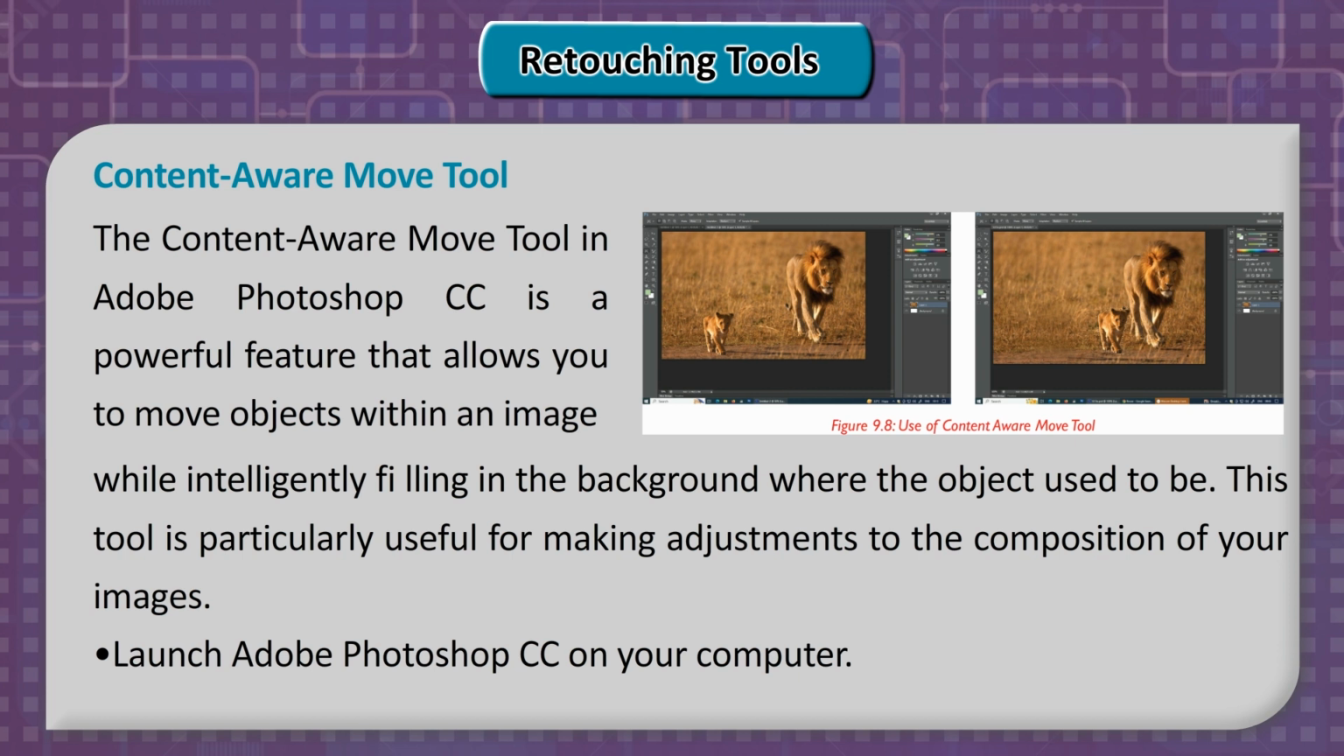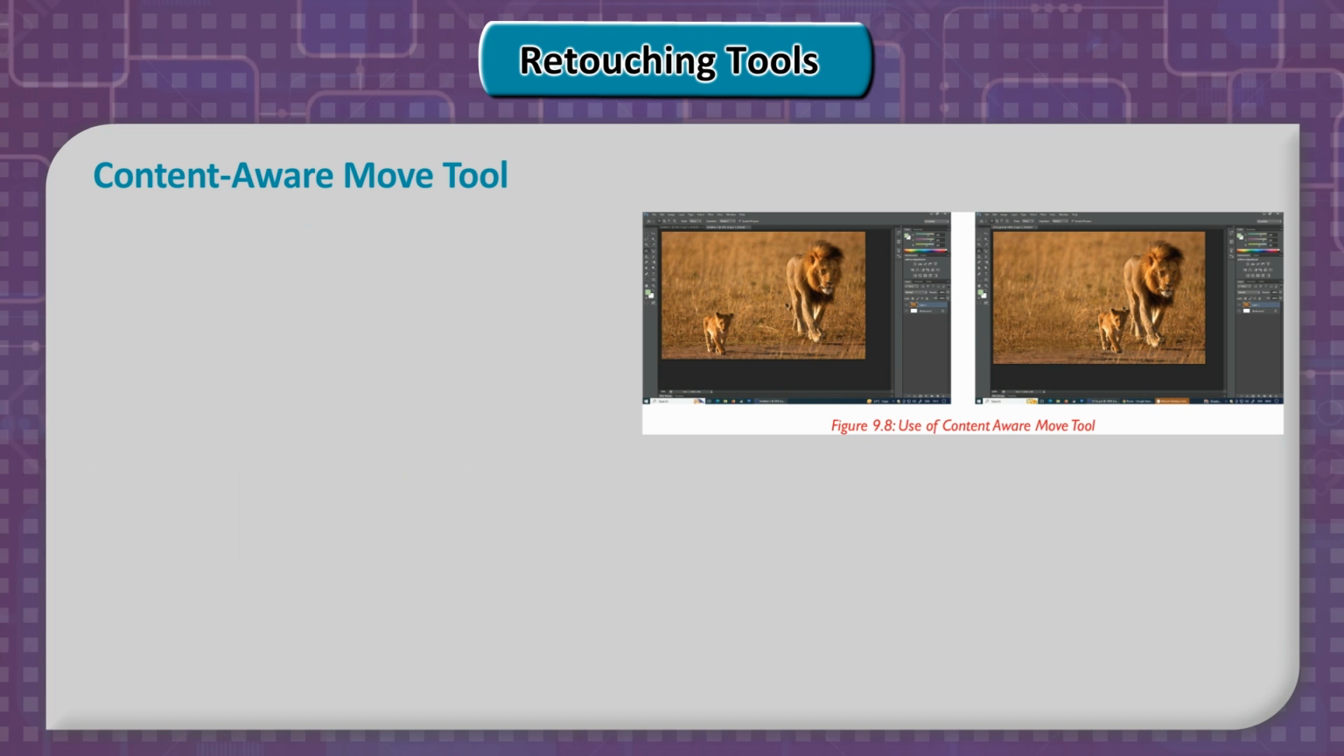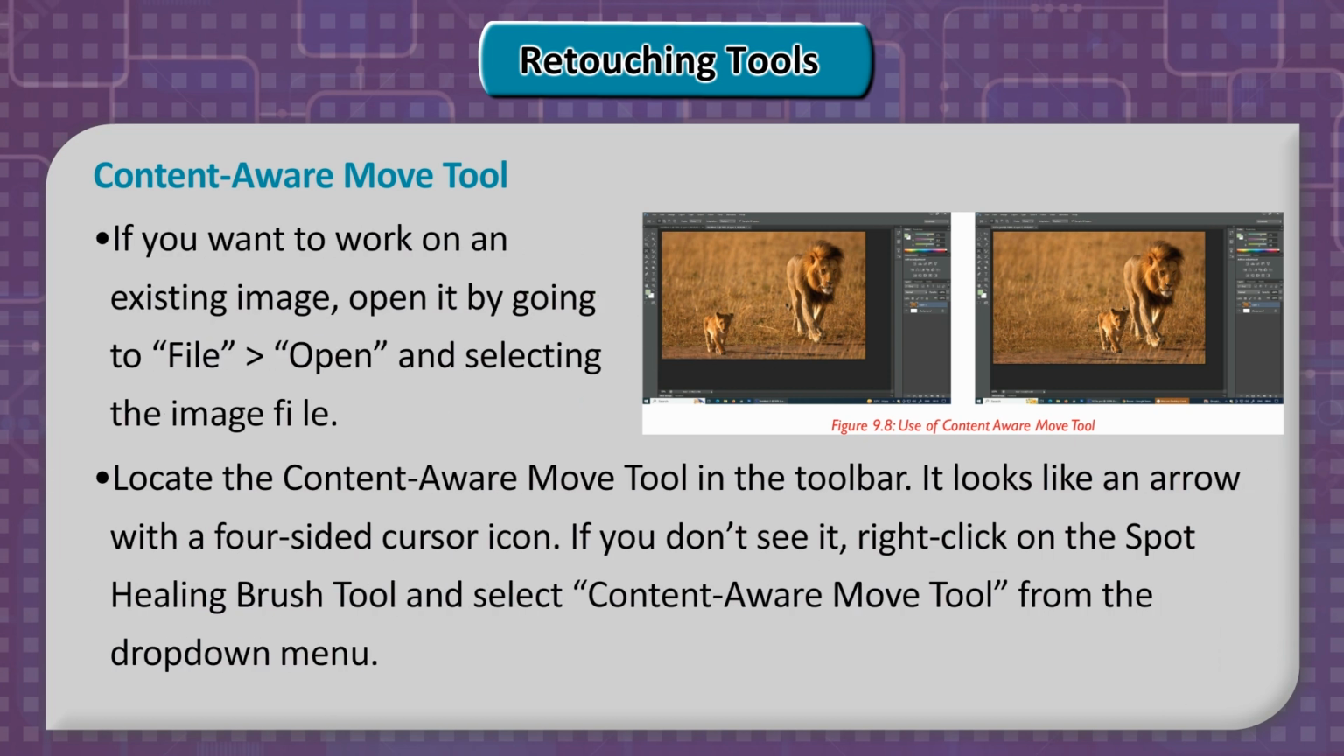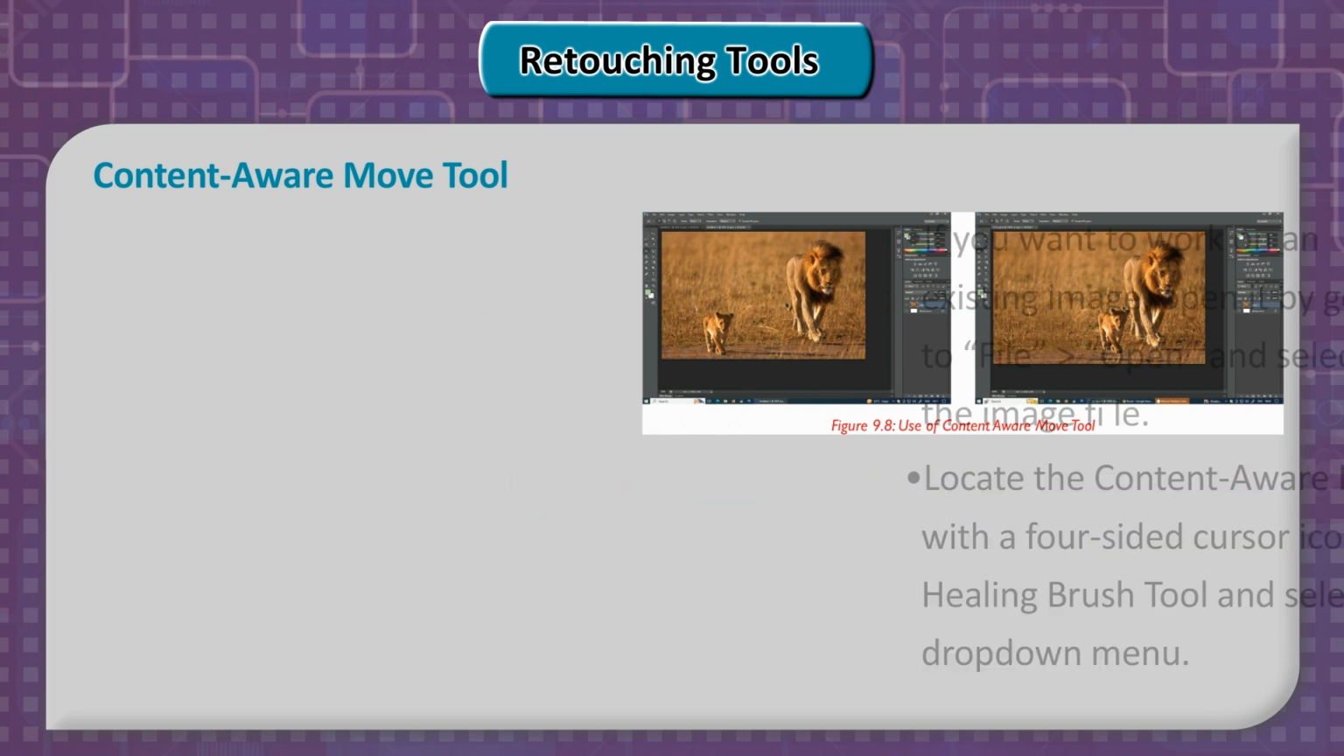Launch Adobe Photoshop CC on your computer. If you want to work on an existing image, open it by going to File > Open and selecting the image file. Locate the Content-Aware Move tool in the toolbar. It looks like an arrow with a four-sided cursor icon. If you don't see it, right-click on the Spot Healing Brush tool and select Content-Aware Move tool from the drop-down menu. Figure 9.8. Use of Content-Aware Move tool.